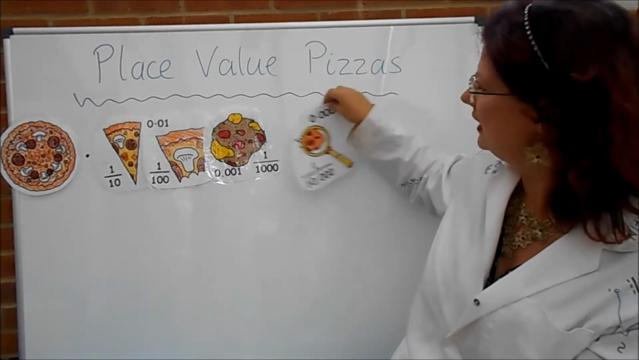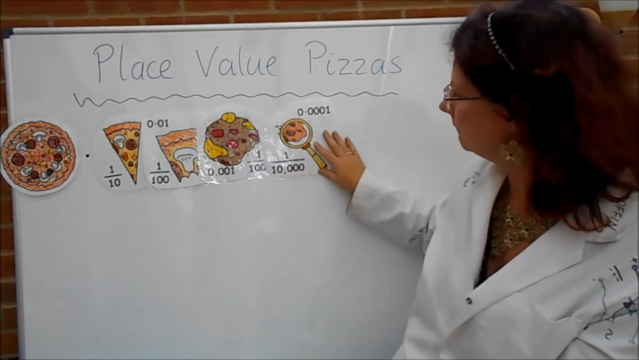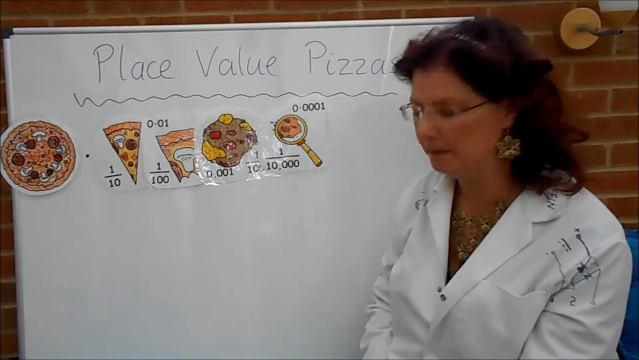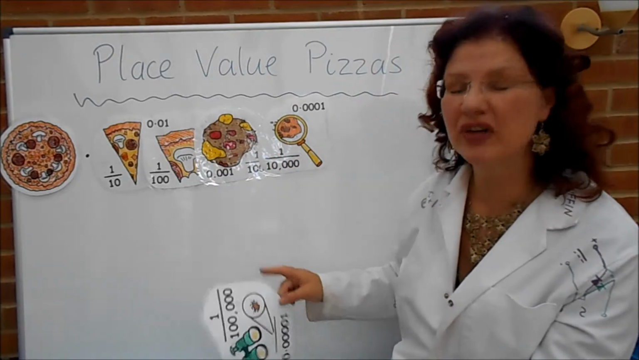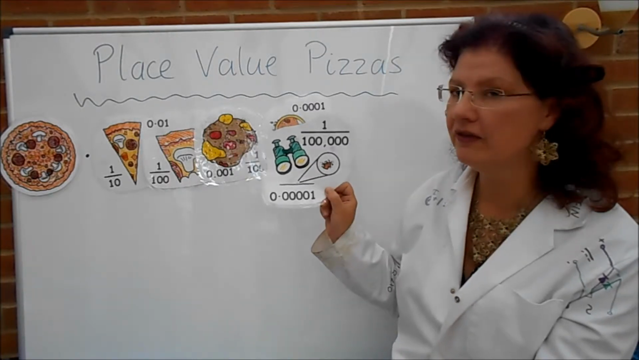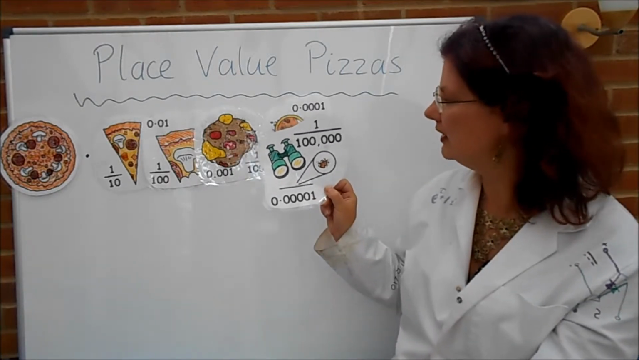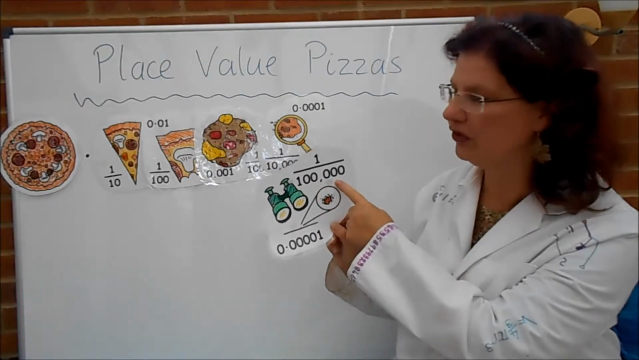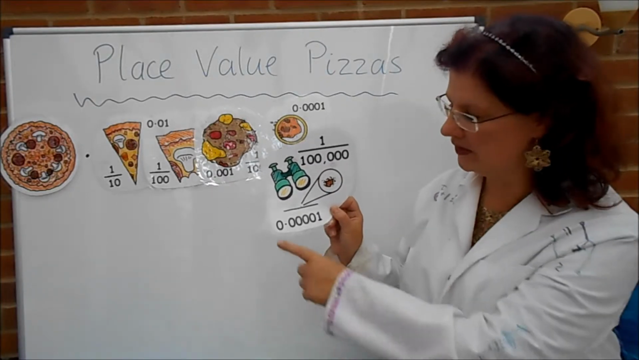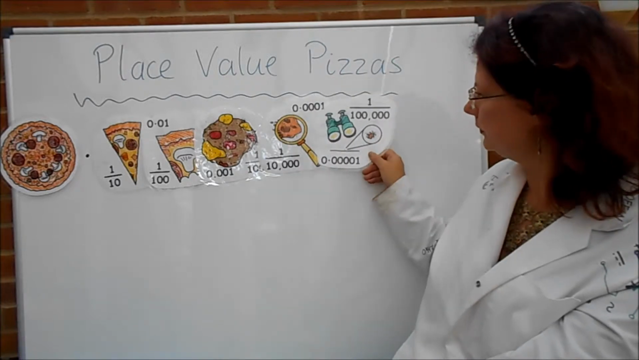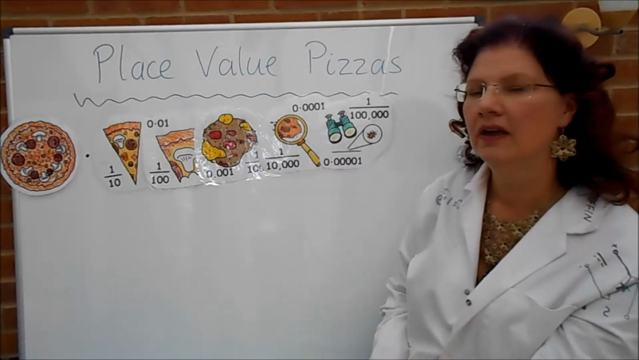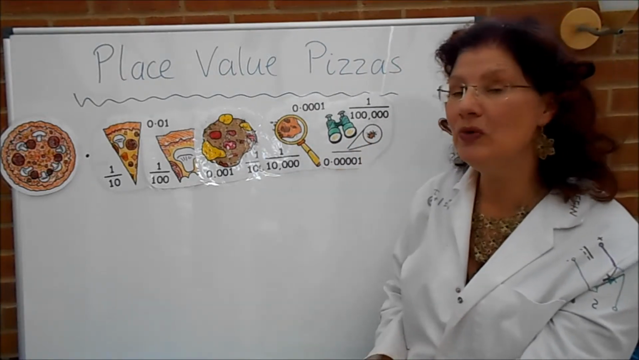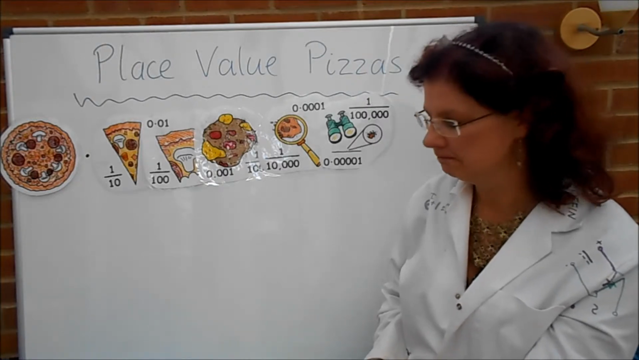What is 10 times smaller than this crumb? Well, I've got a speck. It's so small you've got to use binoculars to look at it. And it's 100,000th of a pizza. There it is written as a decimal. And what's 10 times smaller than that speck?